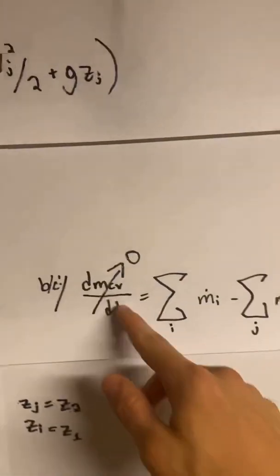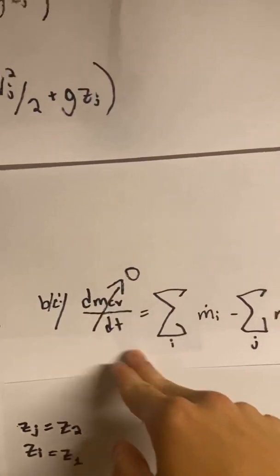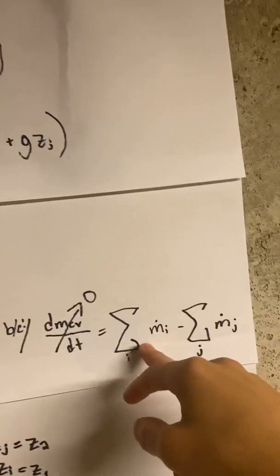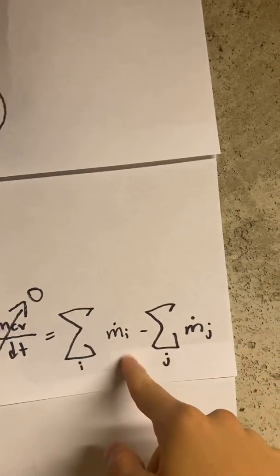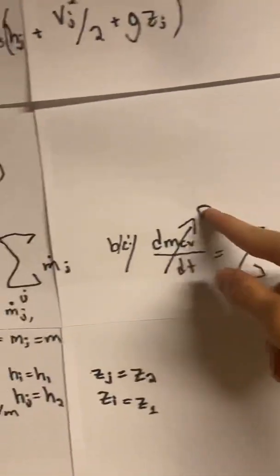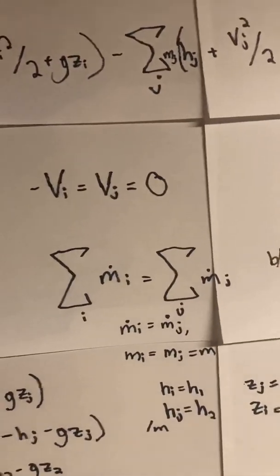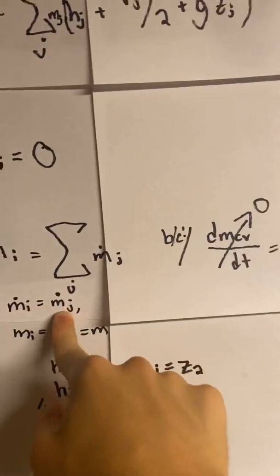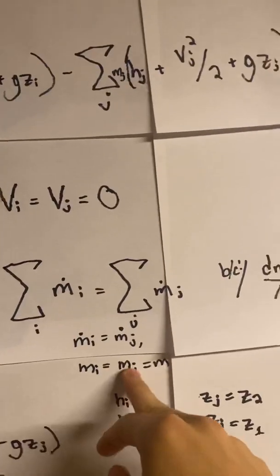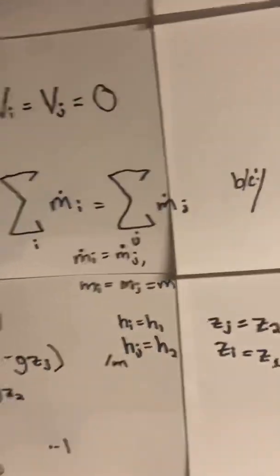First we're going to apply the change in mass of the control volume over the change in time equal to the sum of the mass rate going in minus the sum of the mass rates going out. And this goes to 0 because we're assuming it's the whole mass, of course. So m dot i equals m dot j, and if we multiply that by time again, we get mi equals mj, which we're just going to call m.